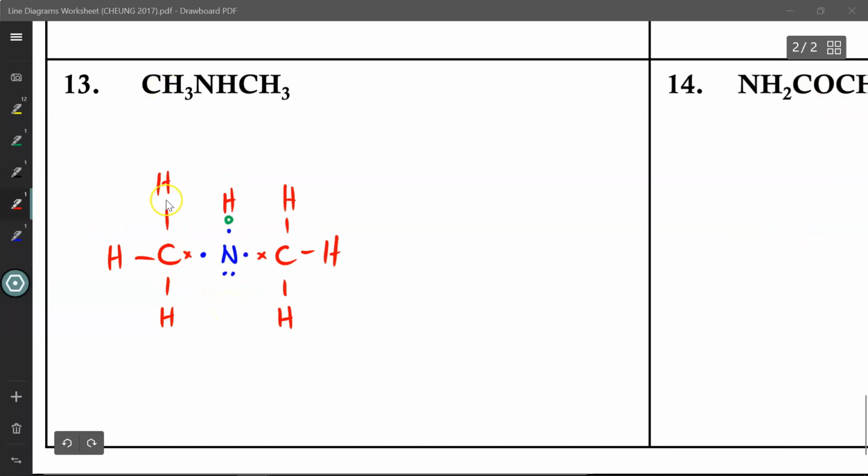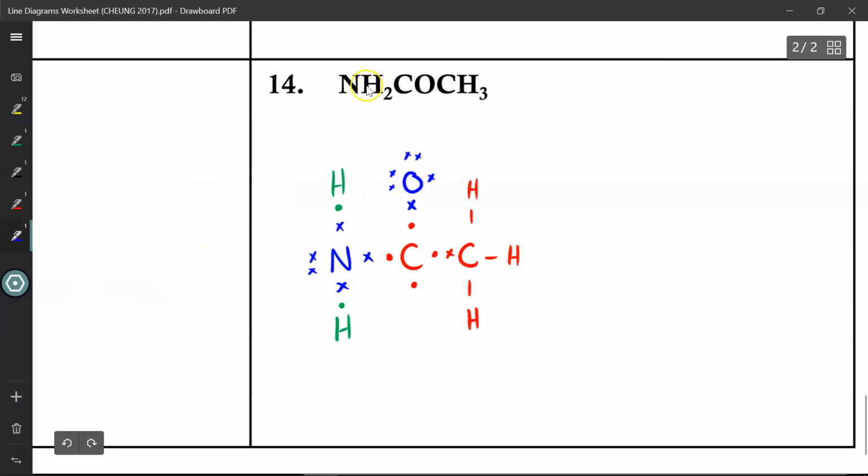So again, CH3, CH3 with an NH in the center. I can now connect these bonding pair electrons, and there's one possible structure. Over here I have an NH2, so NH2. On the other side I have a CH3, CH3, and in the middle I have a C and an O. As we saw before, we can make a double bond here by connecting these 2 together. And now all we have to do is clean it up, and we're good to go.